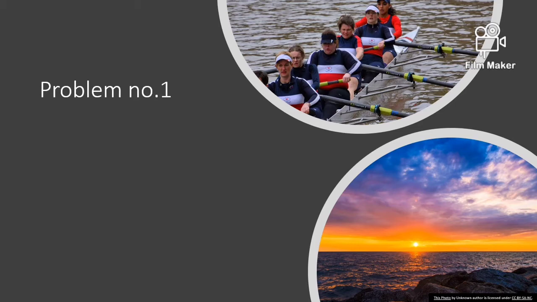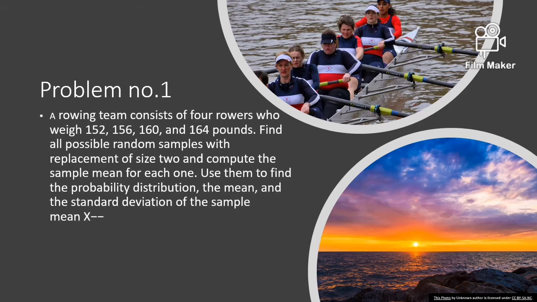Problem number 1. A rowing team consists of 4 rowers who weigh 152, 156, 160, and 164 pounds. Find all possible random samples with replacement of size 2 and compute the sample mean for each one. Use them to find the probability distribution, the mean, and the standard deviation of the sample mean.